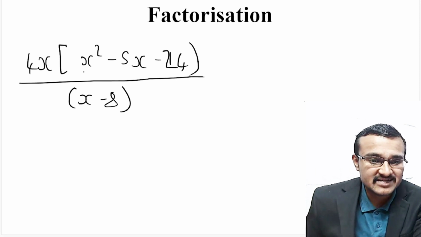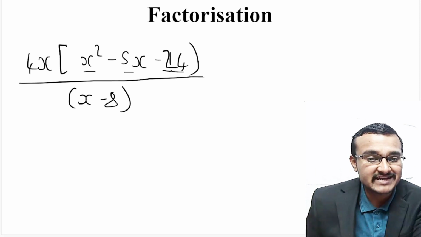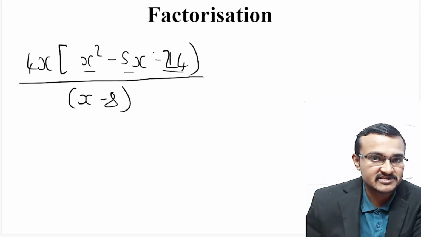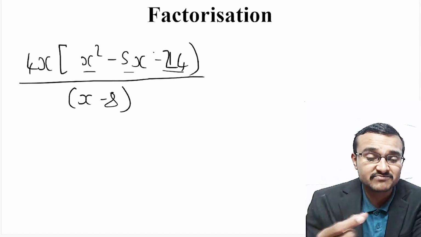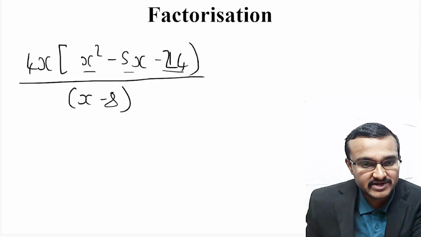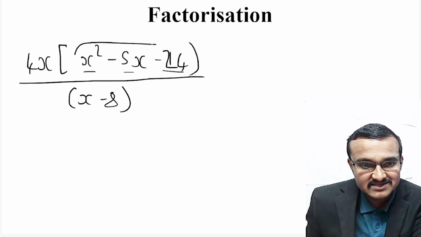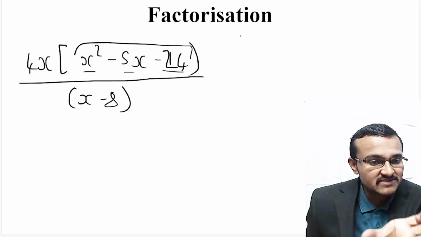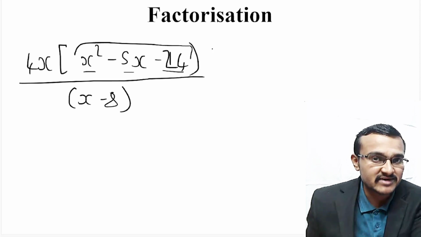So now you can see inside the bracket there is x square minus 5x minus 24. If you remember my previous video, or if you have visited my previous video, there I have explained how to use identities to factorize a particular algebraic expression. Now you should factorize this particular algebraic expression which is there inside the bracket, and you should see whether it will get cancelled with x minus 8 or not.